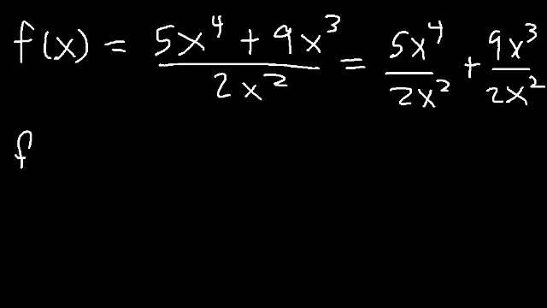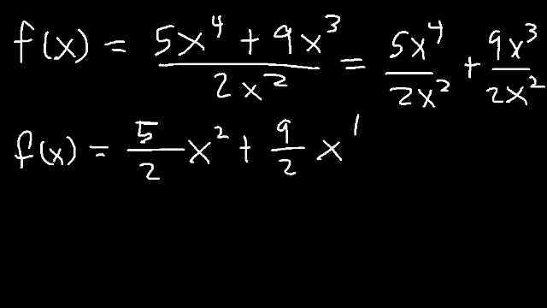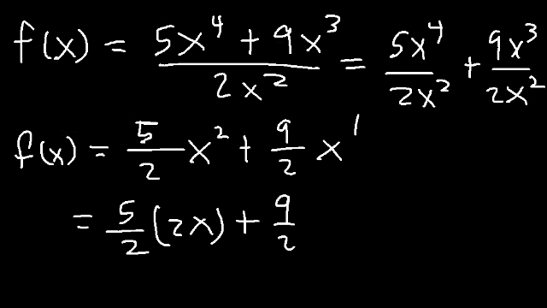And then simplify. So f of x is equivalent to 5 over 2, and then x to the 4th divided by x squared. You need to subtract the exponents. 4 minus 2 is 2. So this is 5 over 2 x squared. For the other one, it's 9 over 2 x to the first power. So now we could differentiate it. Let's rewrite the constant. The derivative of x squared is simply 2x. The derivative of x is just 1, so this becomes 9 over 2. 5 over 2 times 2x, the 2's cancel, and so you just get 5x. So the final answer is 5x plus 9 over 2.